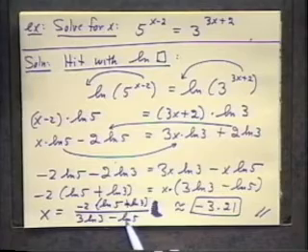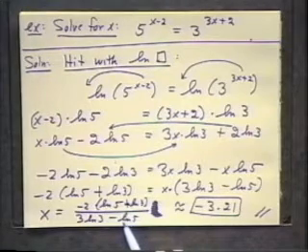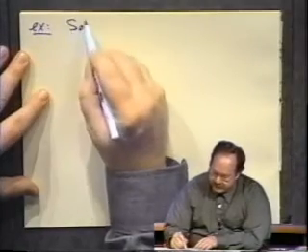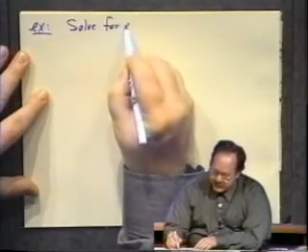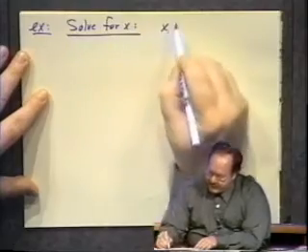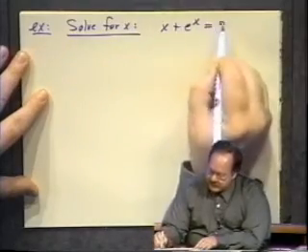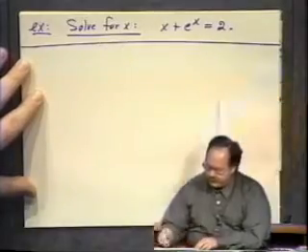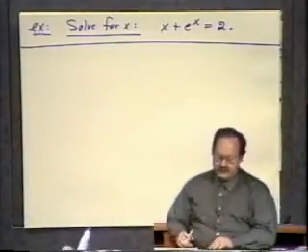Okay. Well, I have a final example now. And this one I'll go ahead and show you a graph also, and you'll find out I have to. Here's my final example. Solve for x. X plus e to the x equals 2.